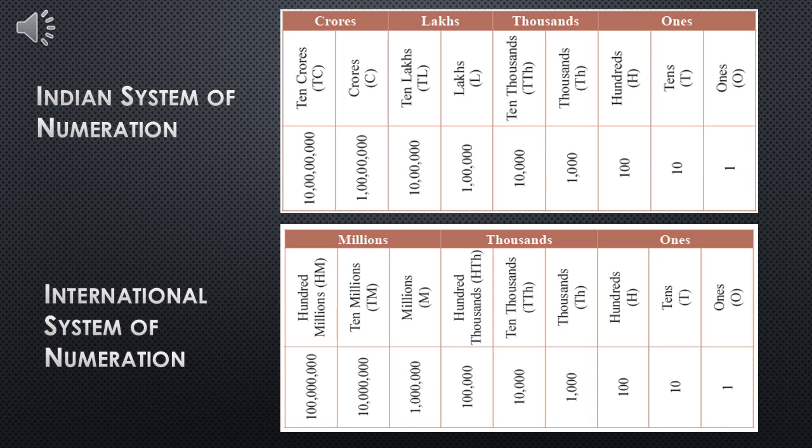Similarly, 10 lakh in the Indian system is equal to 1 million in the international system. Then let's carry on. Crore in the Indian system is equal to 10 million in the international system, and the last one is 10 crore in the Indian system, which is equal to 100 million in the international system. Like this we can compare the places with each other in both the systems.